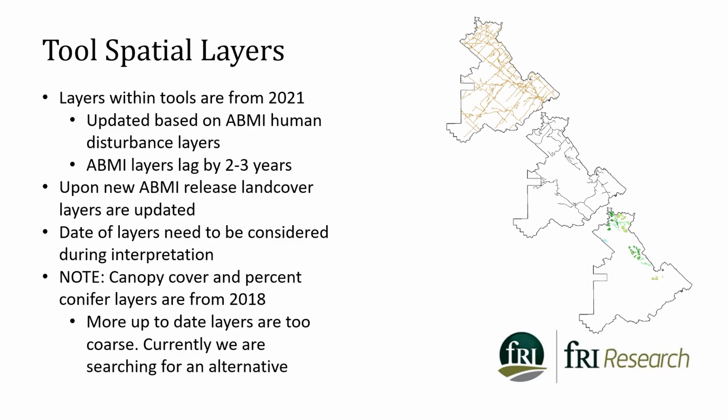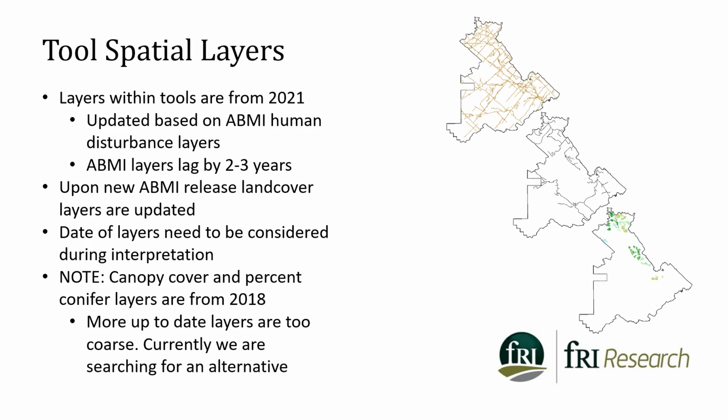Before we get into running these tools, I just wanted to chat about the tool spatial layers. So layers within the tools are from 2021. This is based on the most recent ABMI human disturbance layers. And we update these layers based on when these layers are released. However, ABMI layers lag by about 2 to 3 years. So when we do get that new ABMI layer, human disturbance, which includes cut blocks, seismic lines, and roads, we then update our land cover layers respectively.